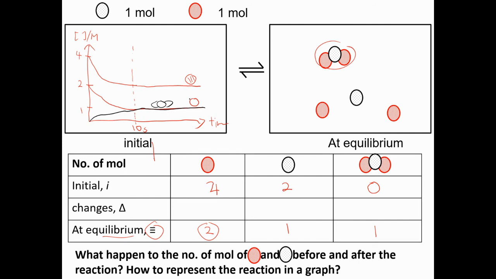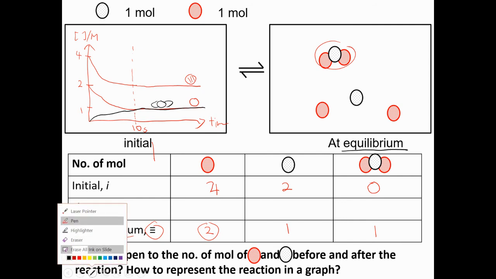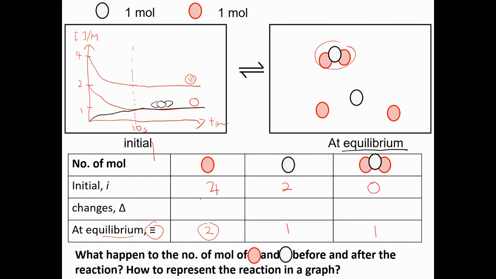You can see here, the reactant will never reach 0 because this is a reversible reaction. The reactant changes to product and then product changes to reactant until equilibrium is reached. Now I want to highlight this part. Initially there are 4 red ones and then it changes to 2.